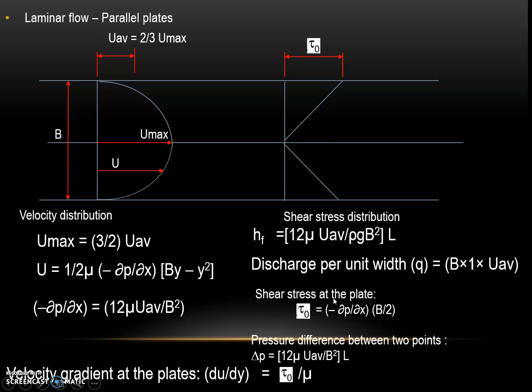And shear stress at the plate tau naught can be found using the formula minus dou P by dou X into B by 2. The pressure difference between 2 points, delta P, is equal to 12 mu u average divided by B square into L. Velocity gradient at the plate is du by dy, which is equal to tau naught divided by mu.